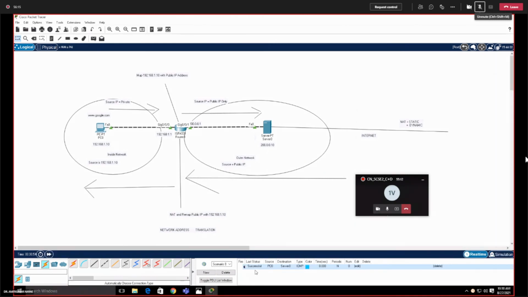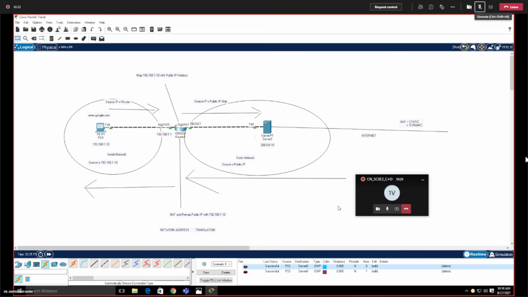You can see successful. Okay, packet is transmitted. Let me again send the packet from PC0 to server 0. Successful message is received. So this is static network address translation.